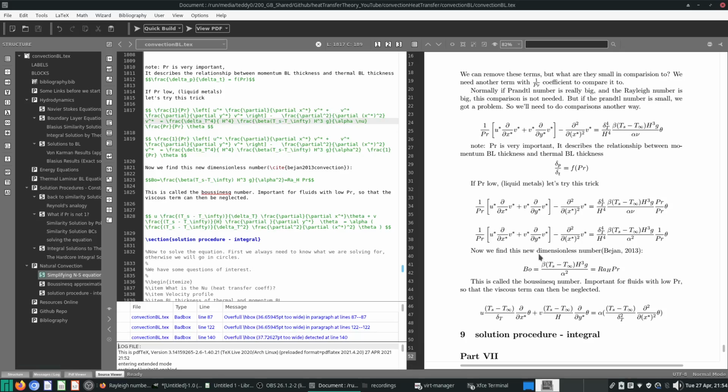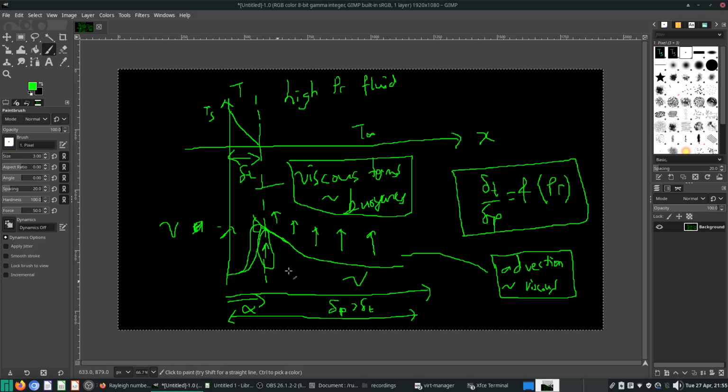In either case, you can't ignore any of the forces, but in the thermal boundary layer, yes. Let me slow down. Outside the thermal boundary layer, there is no buoyancy. So the only force that's responsible for liquid movement will be the viscous forces.